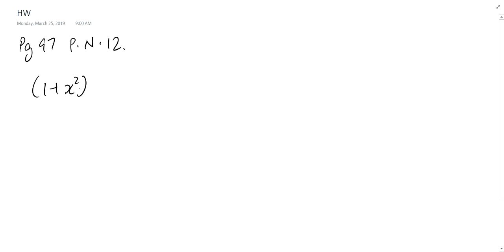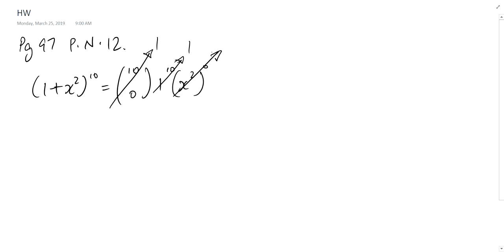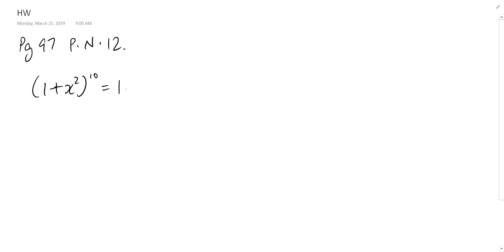(1 plus x squared) to the power of 10. Okay, first four terms. Let's go. First one: 10 choose 0, 1 to the power of 10, (x squared) to the power of 0. Do we need to write all this down? Seriously, do we need to write everything down? We know that this is actually 1. This is 1. This is 1. It's just 1. Okay, so 1 plus.